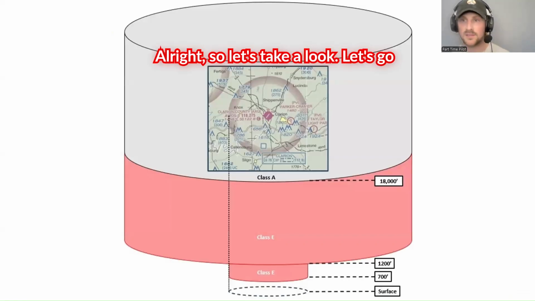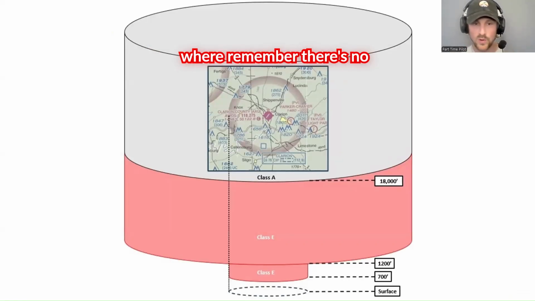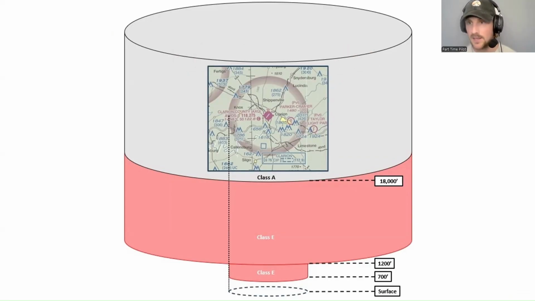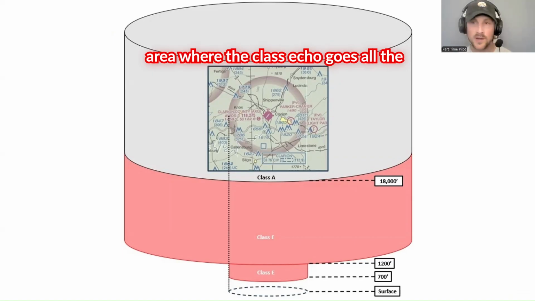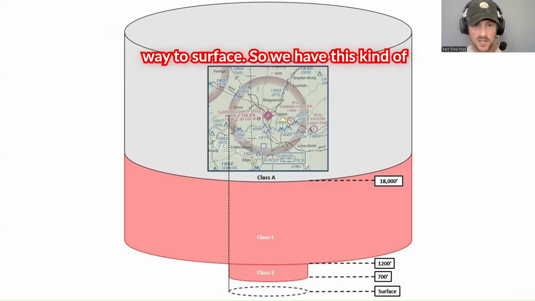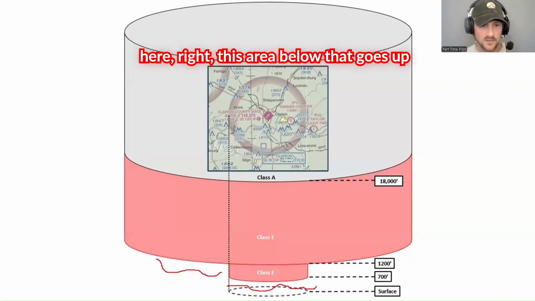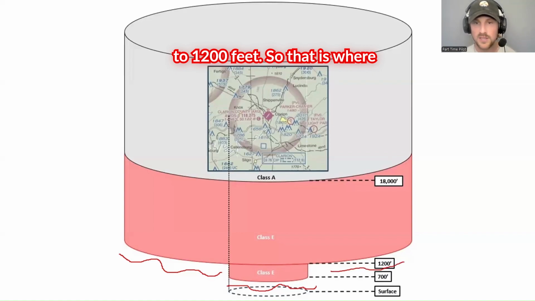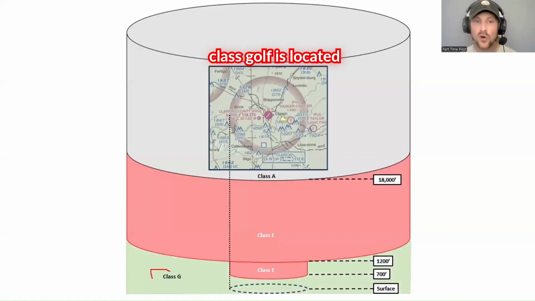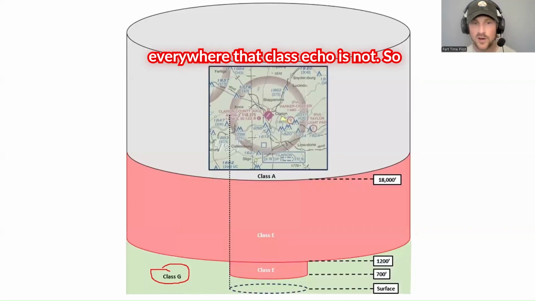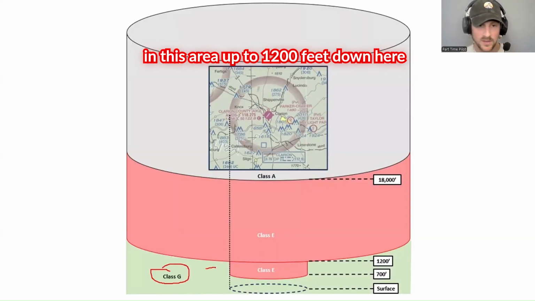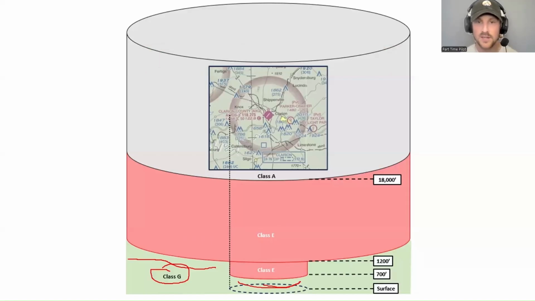All right, so let's take a look. Let's go back to our example of that Class Echo where, remember, there's no dashed line around this Class Echo. So there's no area where the Class Echo goes all the way to the surface. So we have this area below, and then we also have over here this area below that goes up to 1200 feet. So that is where Class Golf is located, everywhere that Class Echo is not. So in this area up to 1200 feet, down here from the surface up to 700 feet. All right, so that's where Class Golf kind of fills in the void.